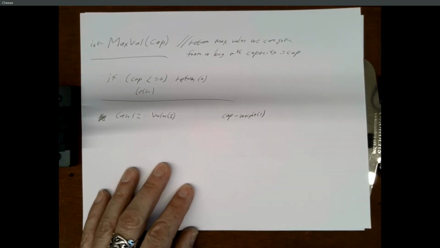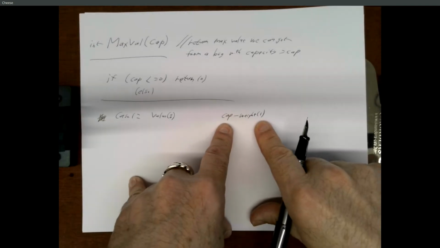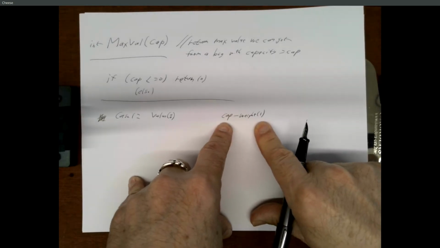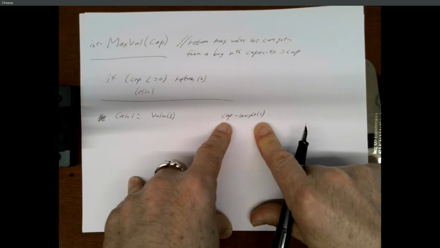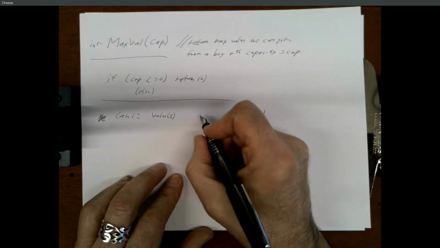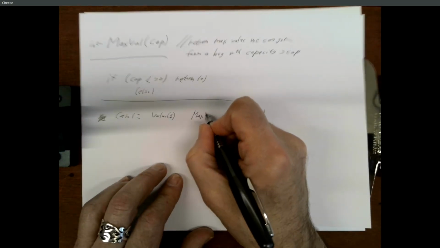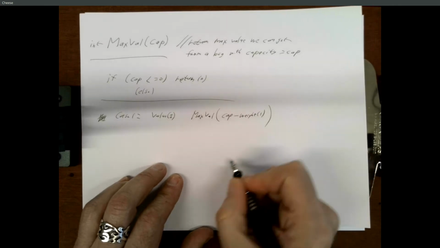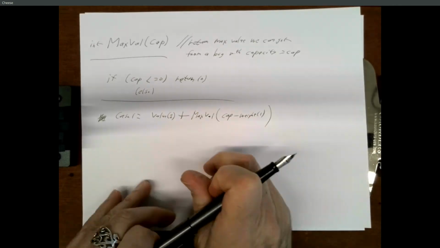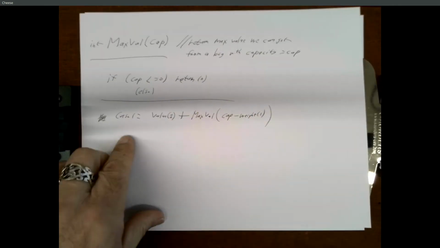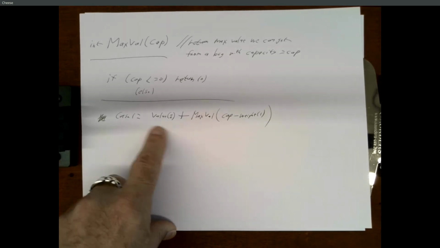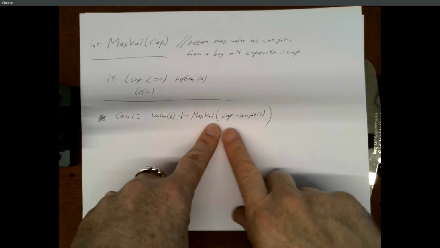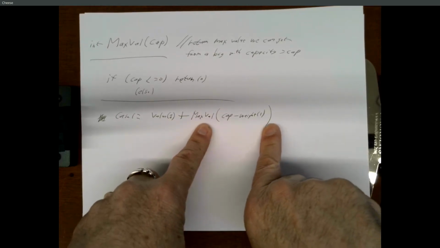And what's the most we can get out of a bag with this capacity? Just max val of this. We add that to the value of item 1. So this is the value that we'll get out of our bag if we start off by putting item 1 in the bag first. We get the value of item 1 plus whatever we can extract from the remaining capacity of the bag.